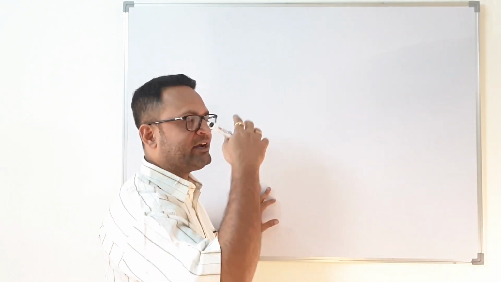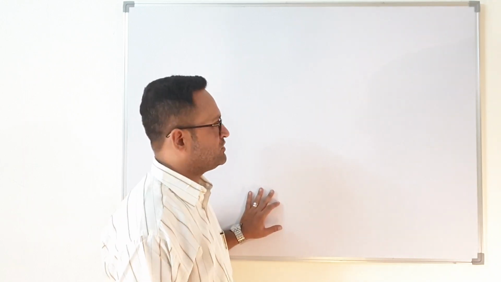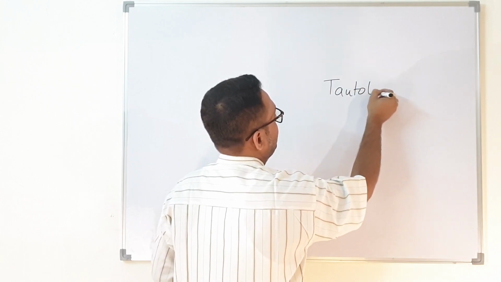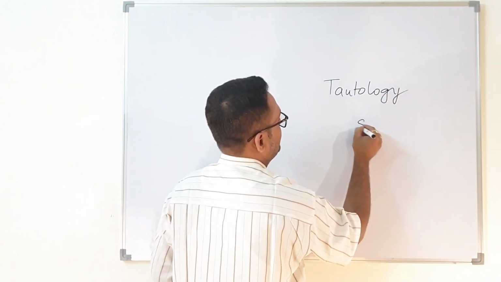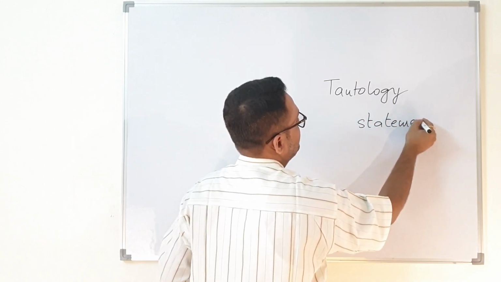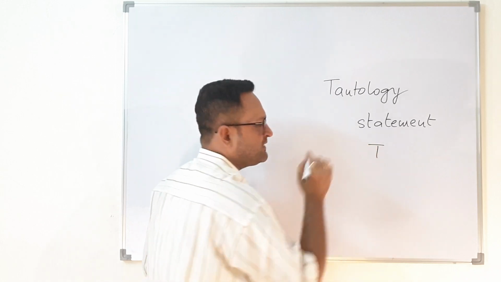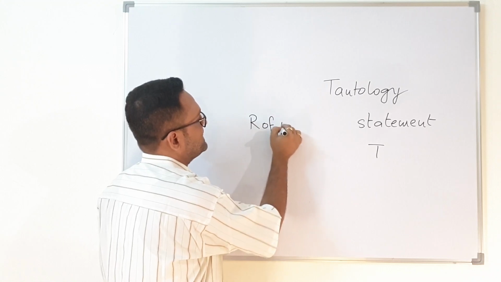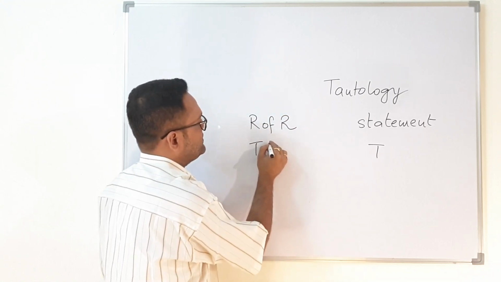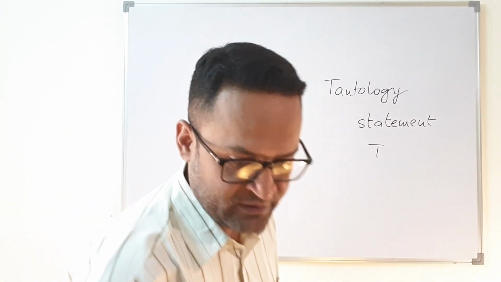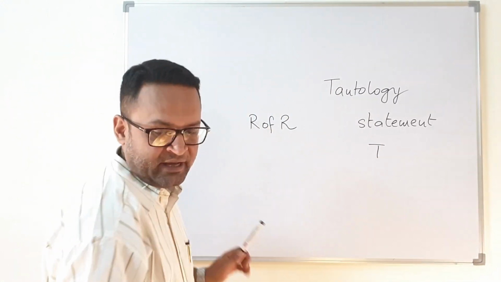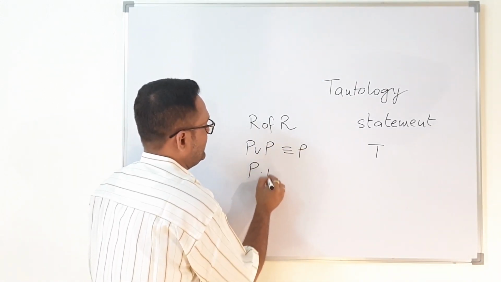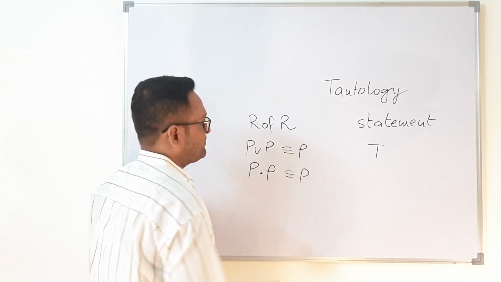Now, let us try to expand our understanding of tautology. We know that a tautology is a statement. It is an a priori statement which is always true, fine. This is one understanding. Tautology is also a rule of replacement, right? Because if I say P wedge P is equivalent to P, or P dot P is equivalent to P, this is also a tautology. Okay.